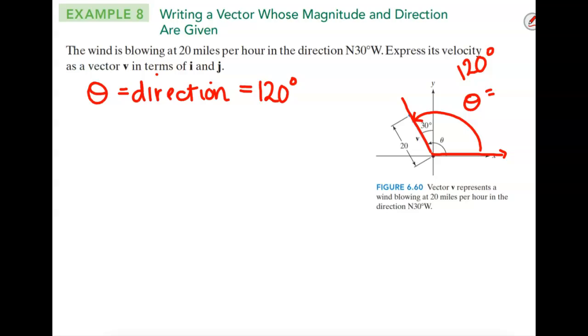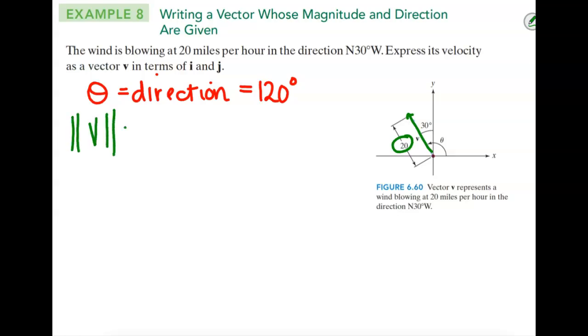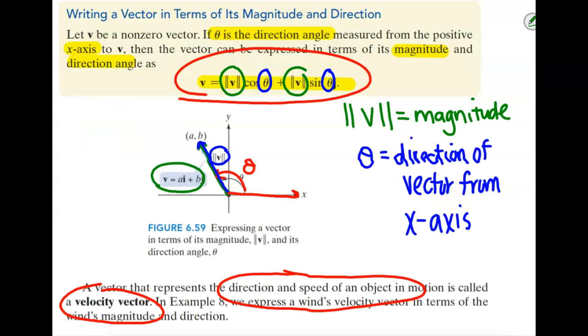The second thing we need to find out is the length of the vector. So here is our vector, and it is 20 miles per hour. So the length of that vector is our 20 units. Now we're ready to use our formula on the previous slide that I highlighted here in red.